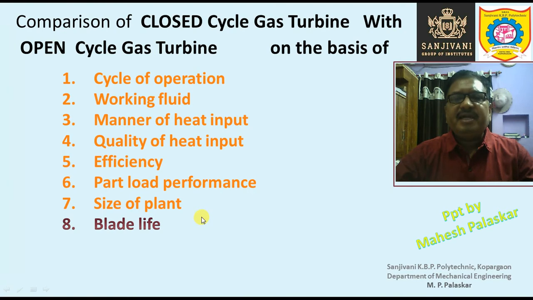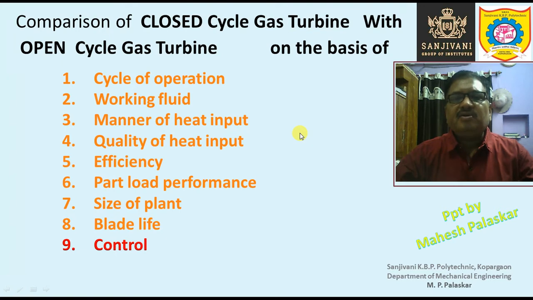Now the life of the blade in case of closed cycle gas turbine will be much more than in case of the open cycle gas turbine. The reason is that in case of closed cycle gas turbine, the working substance doesn't contain the exhaust gases or the products of combustion, which are corrosive in nature. But in case of open cycle gas turbine, the working substance is a part of the products of combustion, which are corrosive in nature, and therefore the blade life is less in case of open cycle gas turbine than the closed cycle gas turbine.